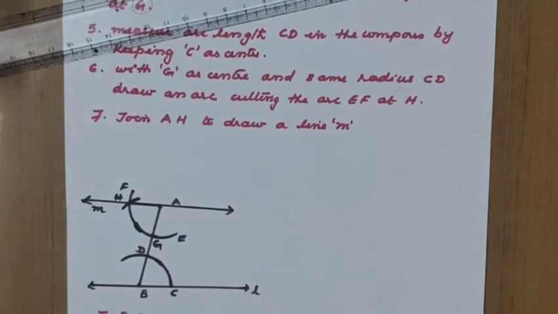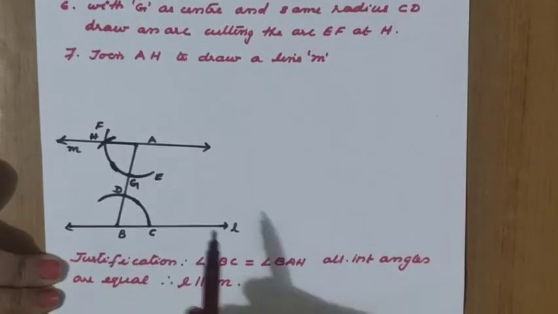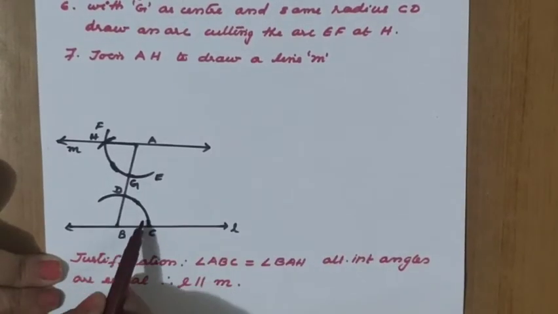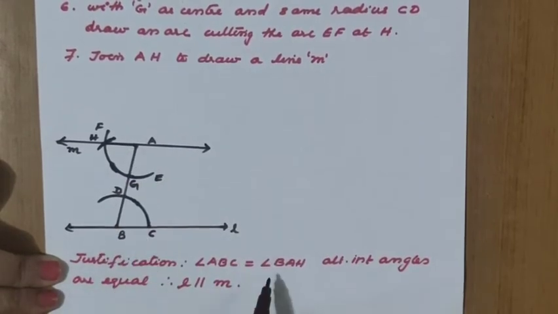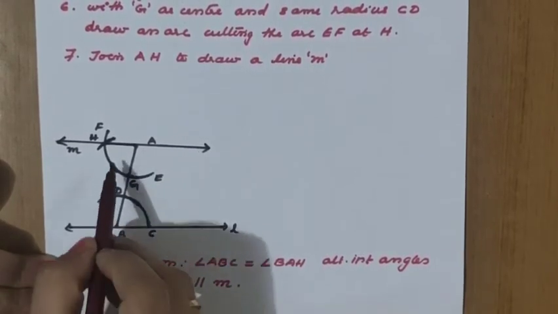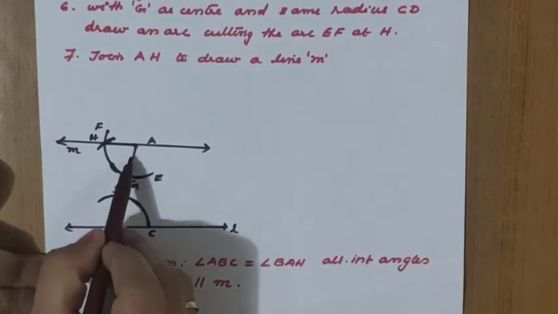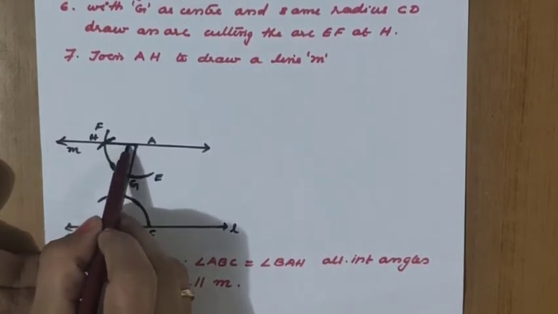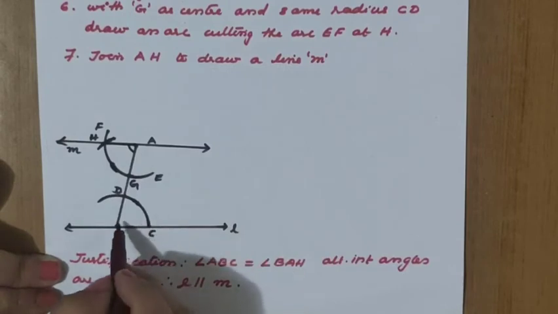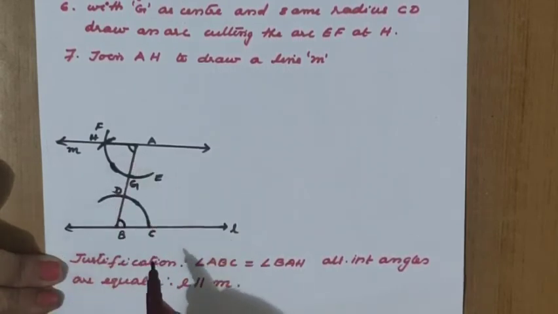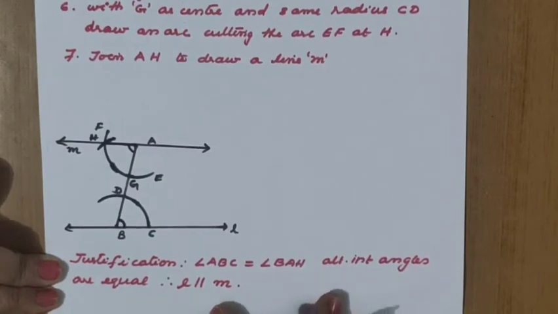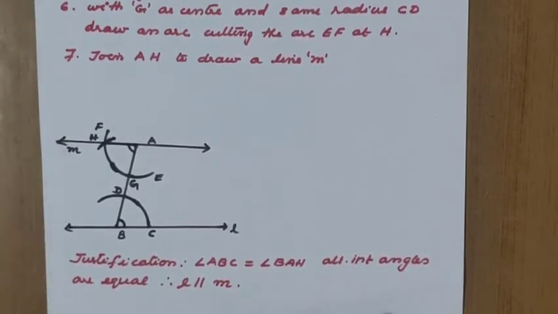Now how to do the justification? Angle ABC, this measurement only we have taken, ABC is equal to BAH. That means here BAH. So I'll just mark slowly, a small arc I will write. That means angle ABC and BAH, both are alternate interior angles. They are equal. So the lines are parallel. L parallel to M. So this is the first time you are seeing the construction.